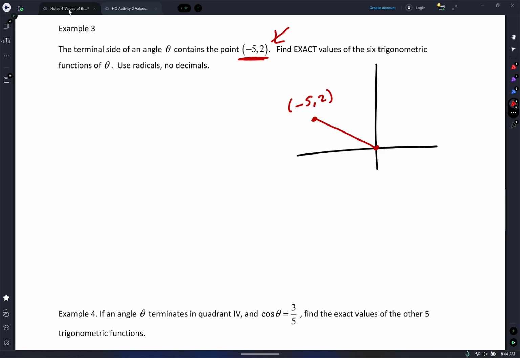And then bring a line down perpendicular to the x-axis. This is called your reference triangle. You always have a perpendicular to the x-axis. The angle they're talking about is this one right here. That's the angle they're talking about.